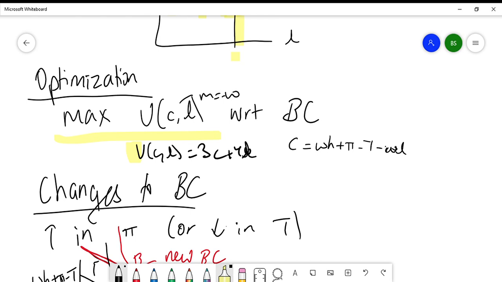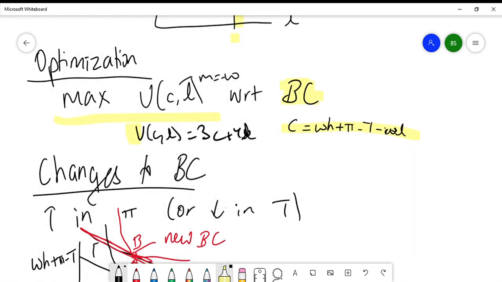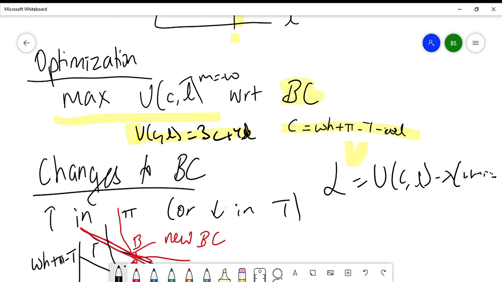Something like that, and taking into consideration that I have a constraint, which is a budget constraint. I can't spend more than how much I earn, right? Because it's not like I can borrow money or anything like that. So we have this, our budget constraint, and this, our utility function. When we want to solve this, we would use the Lagrangian: the Lagrangian equals U(C, L) minus lambda times the budget constraint, so WH plus pi, and so on.